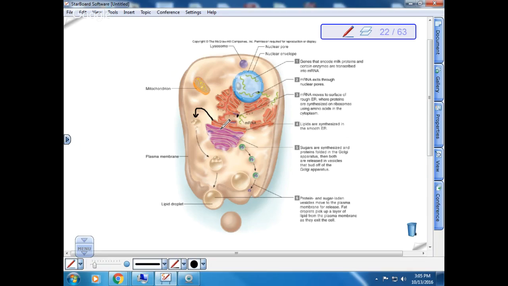And then one that is not on here, sugars. So what is our milk sugar? Lactose. Okay. So lactose is produced by the Golgi apparatus, right? And so it is released and secreted by that particular structure. So this is a specialized cell that has all the other components of a eukaryotic cell.